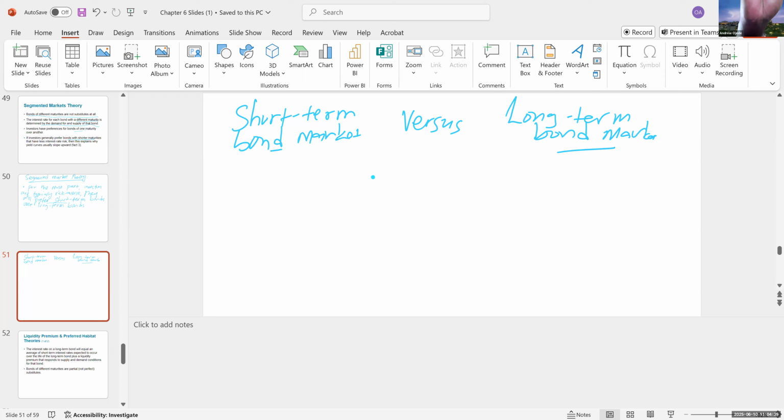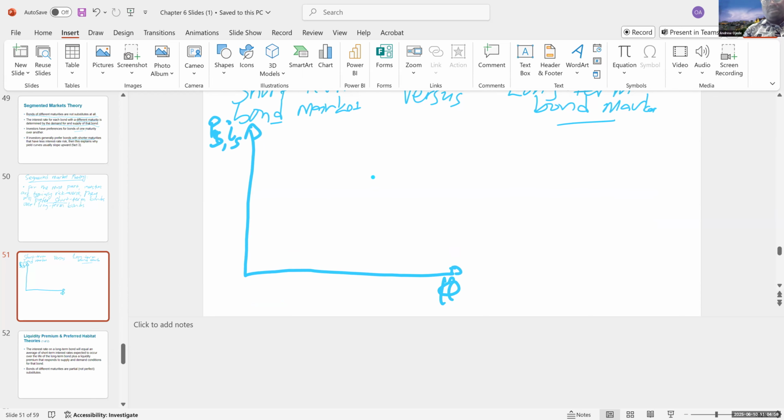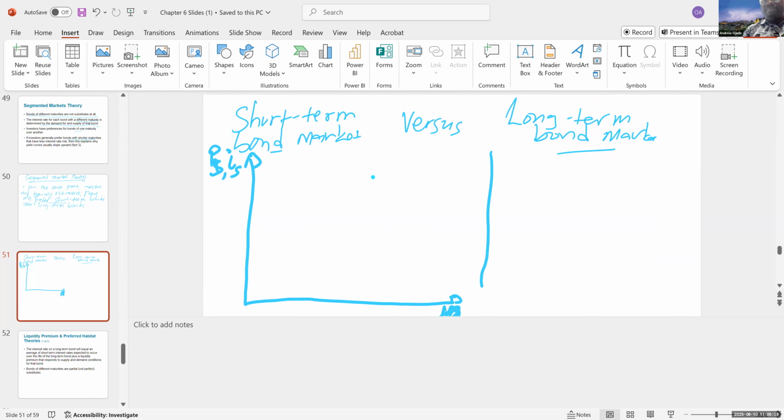So this is the price of a short-term bond, PS, with the corresponding interest rate on a short-term bond. This is going to be the quantity, like we always call that B. And then we're going to have a market for long-term bonds here, with the price of a long-term bond versus the interest rate on a long-term bond, versus what? Quantity.